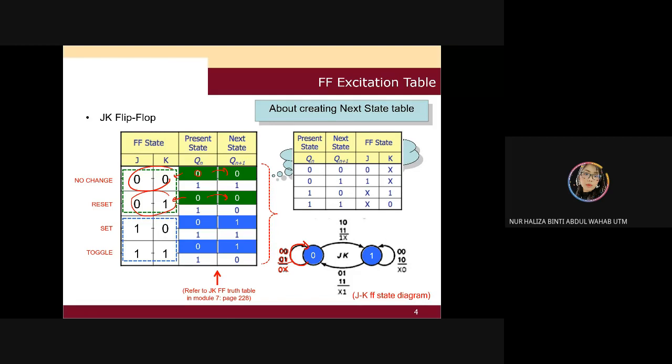Next, you're going to have from 0 to 1. What is the condition? From 0 to 1. The condition will be 1, 0 and 1, 1. 1 will remain 1, 0, 1 will be x.